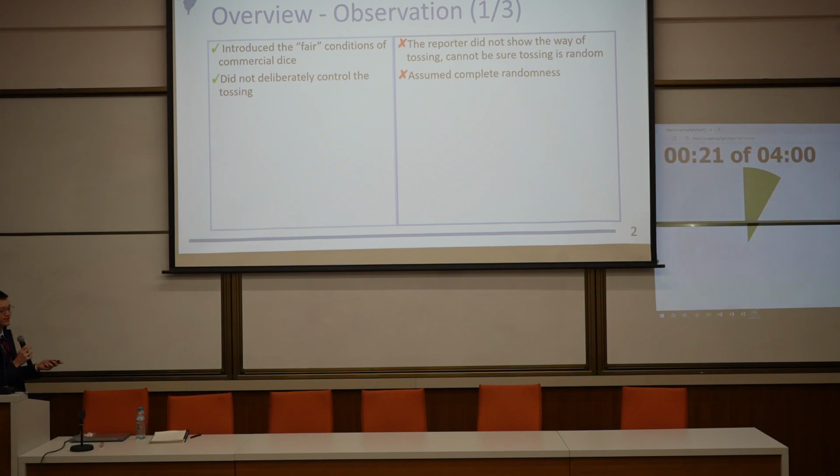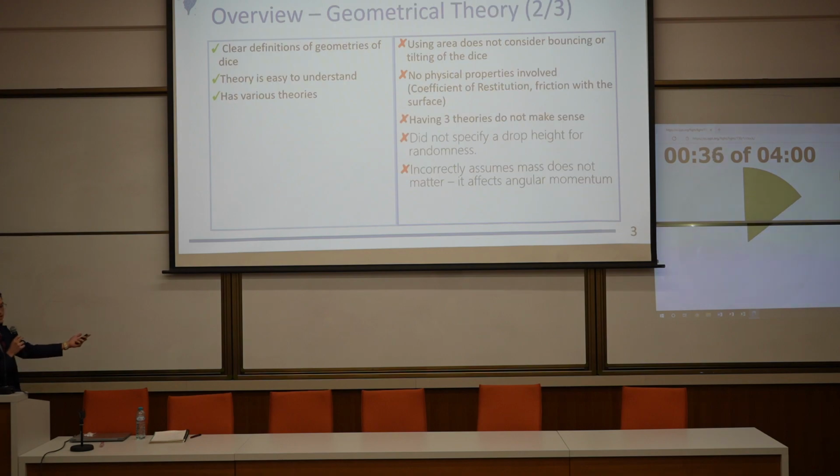The cons are, first, that she assumed complete randomness, which contradicted her later statement of drop height and many other factors I'll discuss later. And she also didn't show the way of tossing, so it cannot be shown that the toss is random. For the geometrical theory part of her presentation, there are clear definitions of the geometry of the dice. The theory is relatively easy to understand, and she compared 3 different theoretical models.